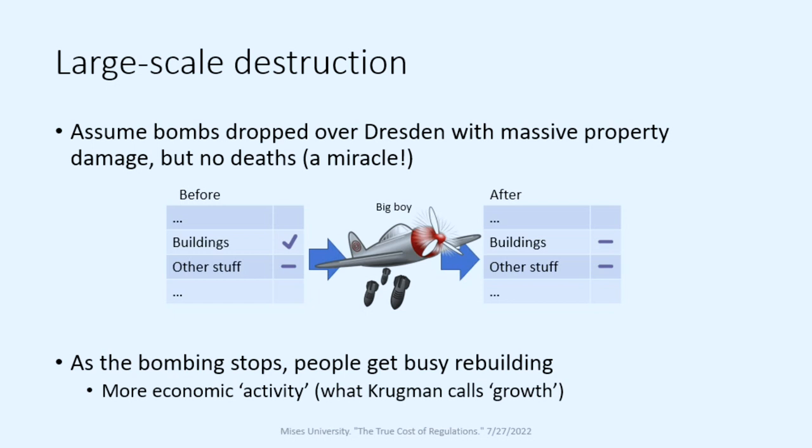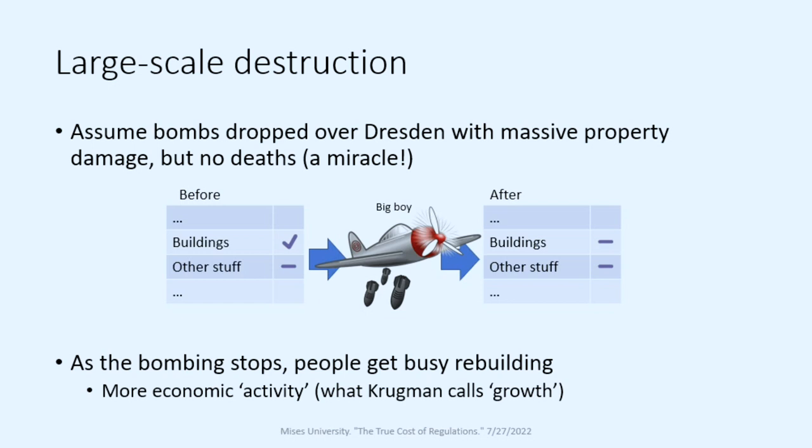Okay, so what I'm going to do is talk about regulations and contrast them with other forms of destruction, because you might have the idea that regulations destroy things. That's not actually true, so I'm going to contrast regulations and their impact on the economy with actual destruction. And you'll see that destruction is no biggie. Okay, so let's take an example. Let's assume that there's a city in Germany somewhere called Dresden. Let's assume that someone drops a lot of bombs over the city. Purely hypothetical.